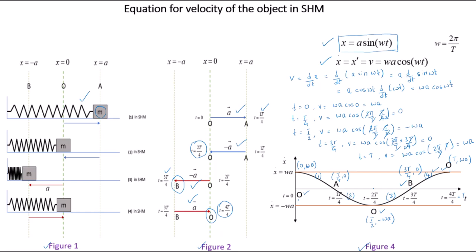So overall, we conclude that the expression x equals a sine omega t also correctly gives us the expression for velocity, given by omega a cos omega t.